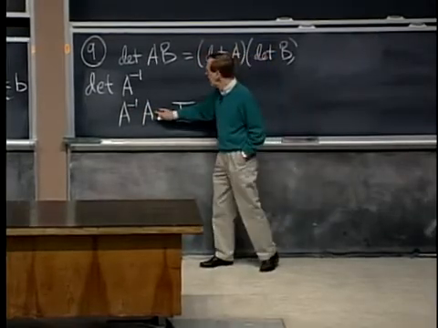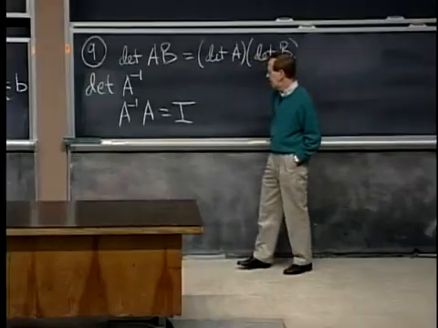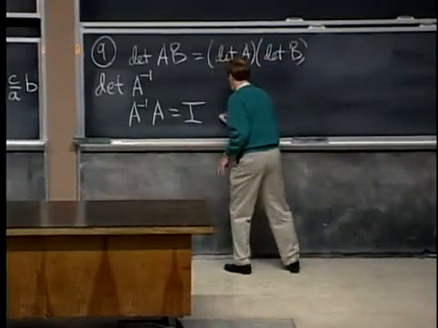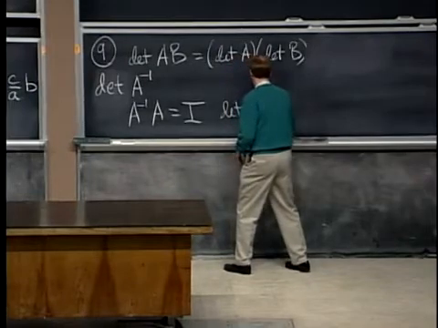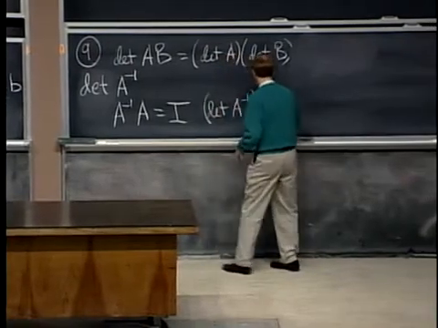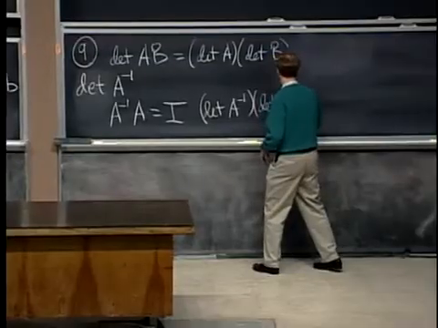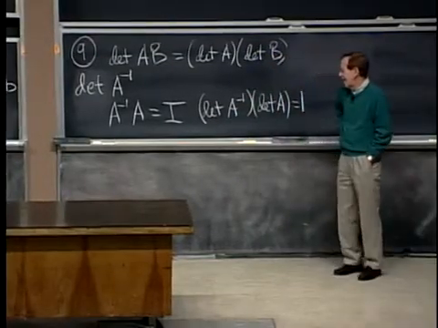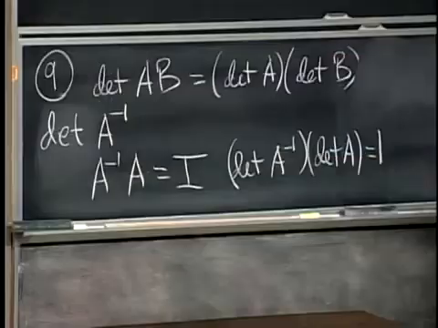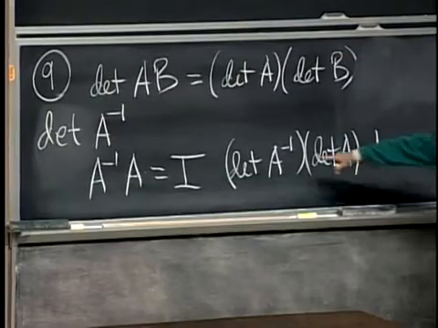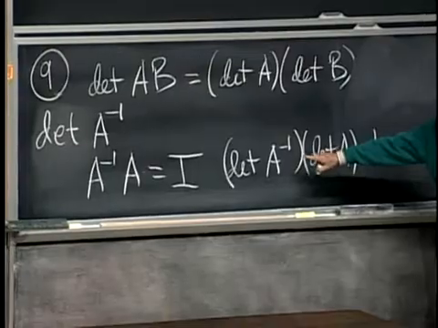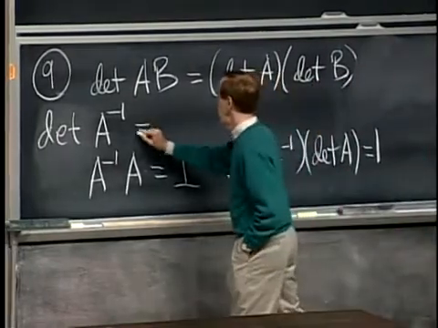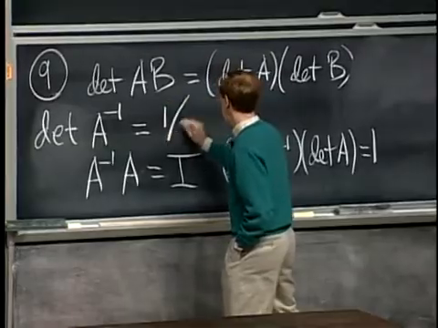That's a product of two matrices, A inverse and A. So it's the product of the determinants. So what am I learning? I'm learning that the determinant of A inverse times the determinant of A is the determinant of I. That's 1. Again, I happily use property 1. Okay, so that tells me that the determinant of A inverse is, here's my conclusion, 1 over the determinant of A.